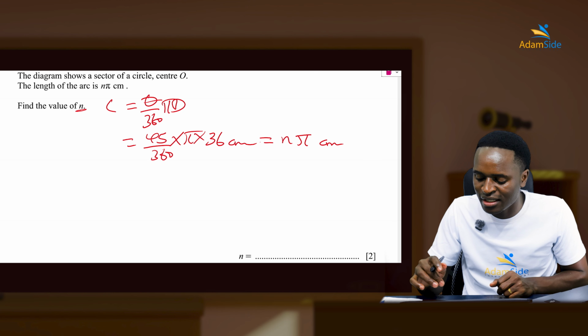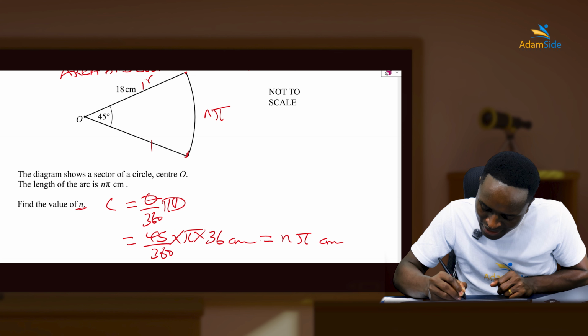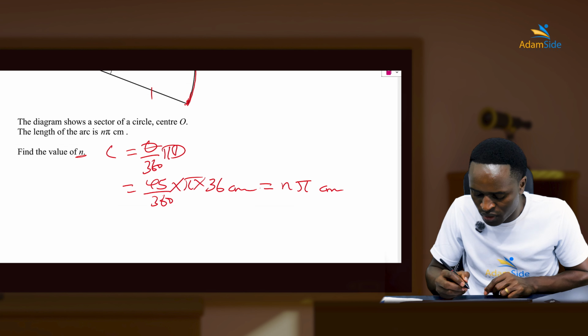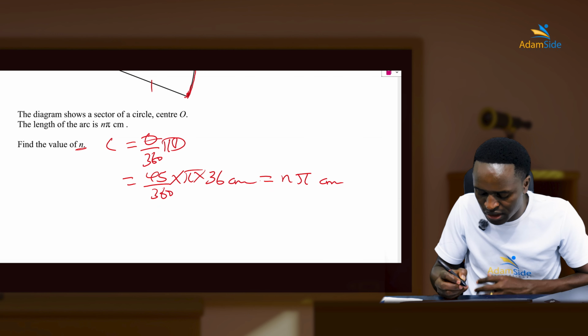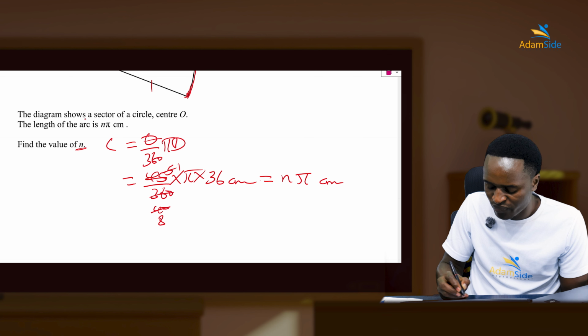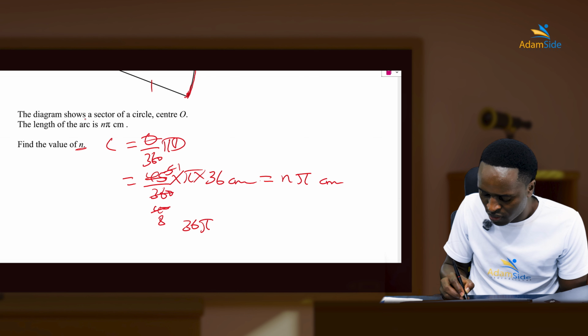Our arc is from here. This is called an arc. So we solve. 45, we can divide here. 9 there, 5 times 9 is 45, and 360 divided by 9 is 40. 5 here, 1. 5 there, 8. So 36. So 36 pi over 8 is equal to n pi.